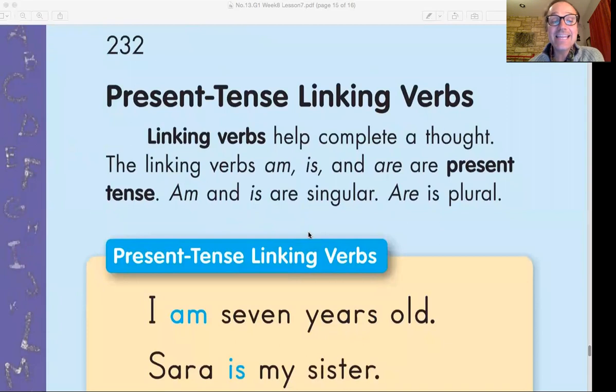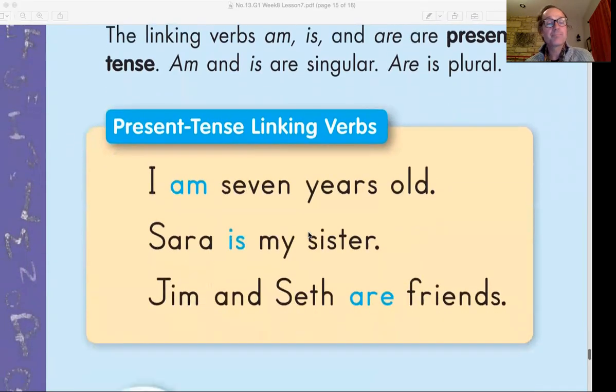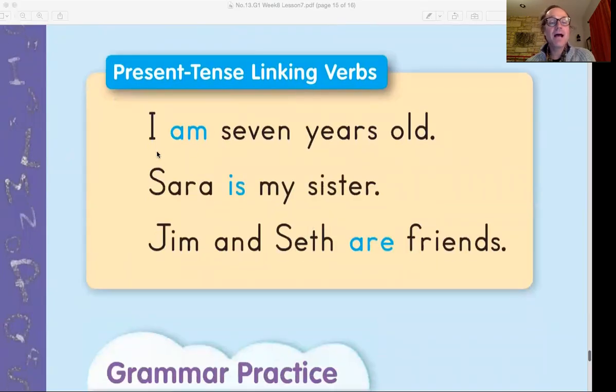Present tense linking verbs. Linking verbs help complete a thought. The linking verbs am, is, and are are present tense. Am and is are singular. Are is plural. Present tense linking verb. I am 7 years old. Sarah is my sister. Jim and Seth are friends.